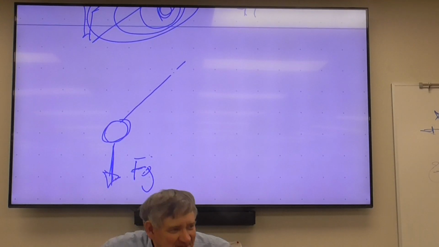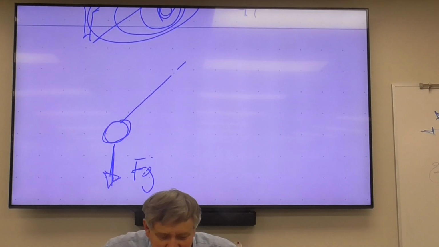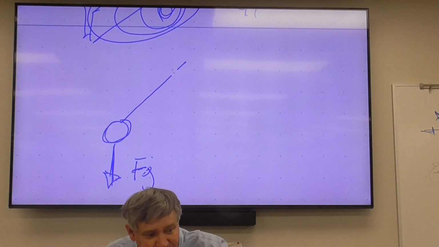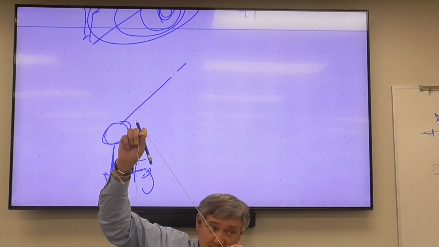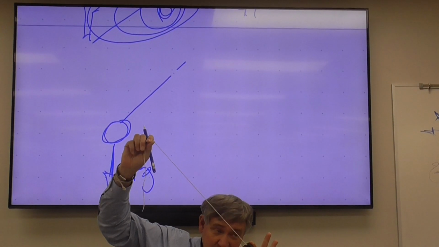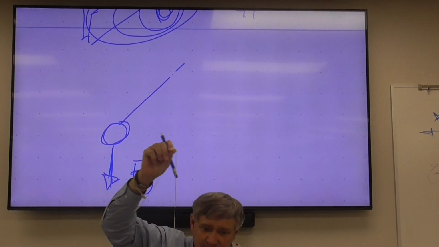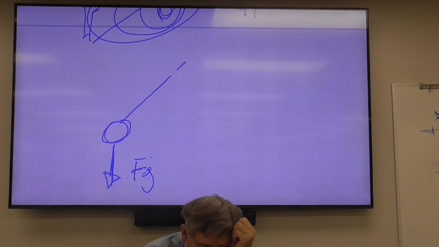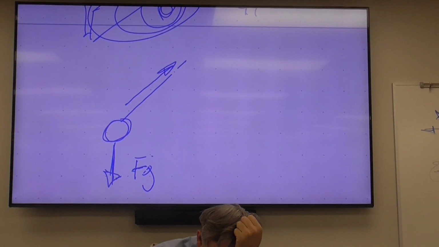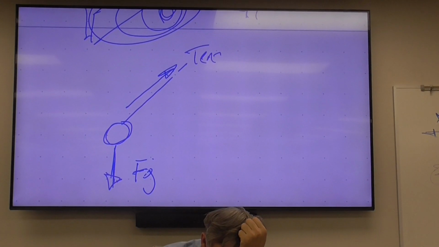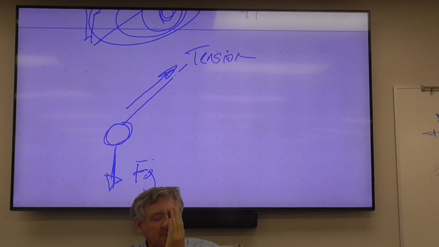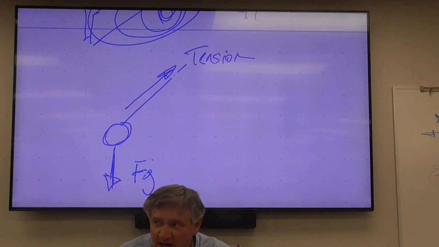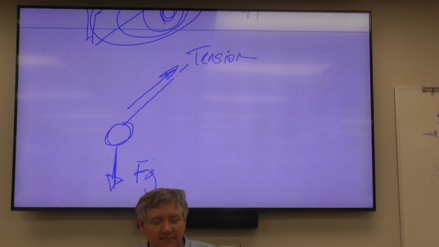Okay, so I got that. That's one of them. There's only one other force right now. If this is out here, what else do you got? You got tension. Okay? Now, vectors are so much fun, this doesn't want to be there, right?